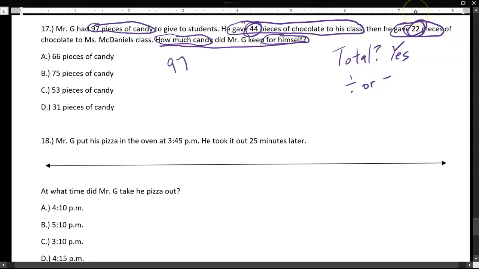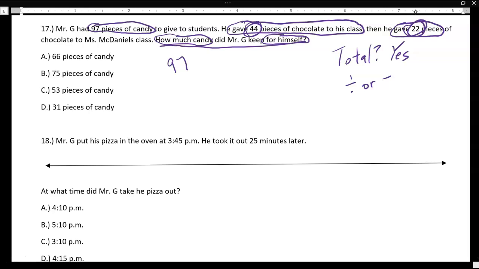Do the two biggest numbers first. So 97 minus 44. Add all the numbers first, and then put the bigger number on. No, subtract it because he gave away. Okay, now listen, you're all right. There's two ways you can work this problem.